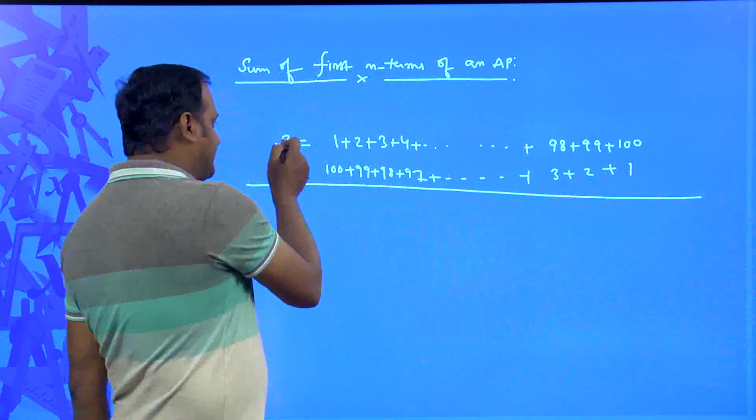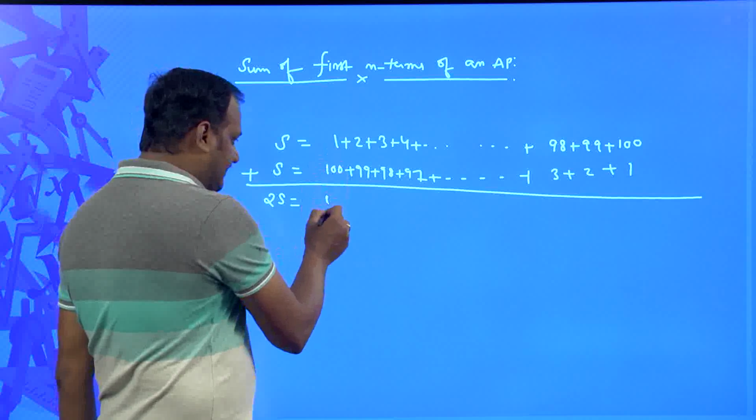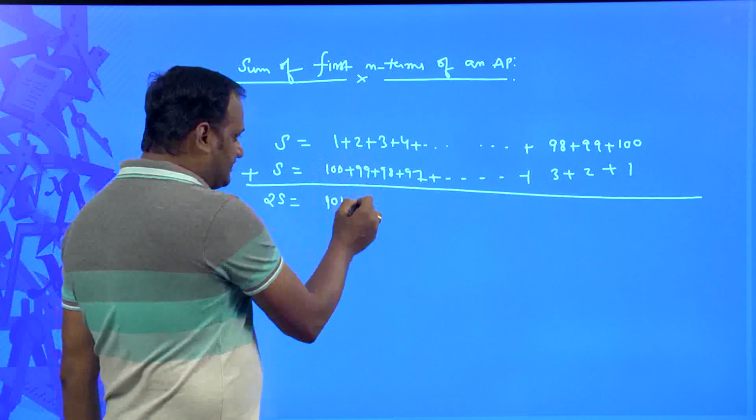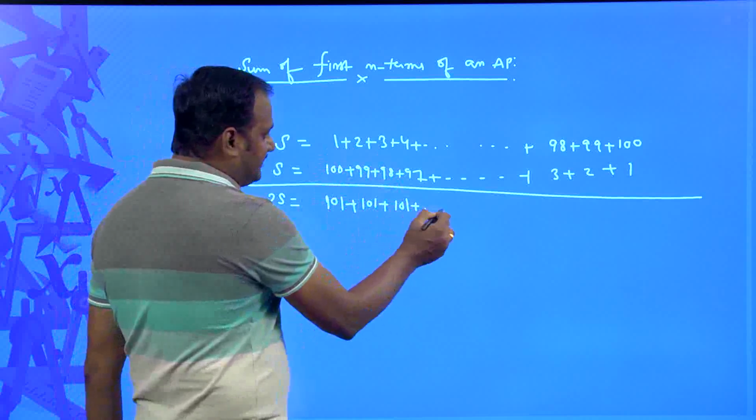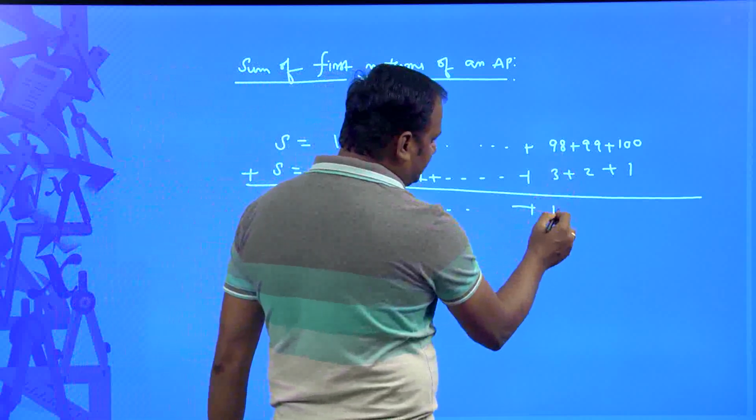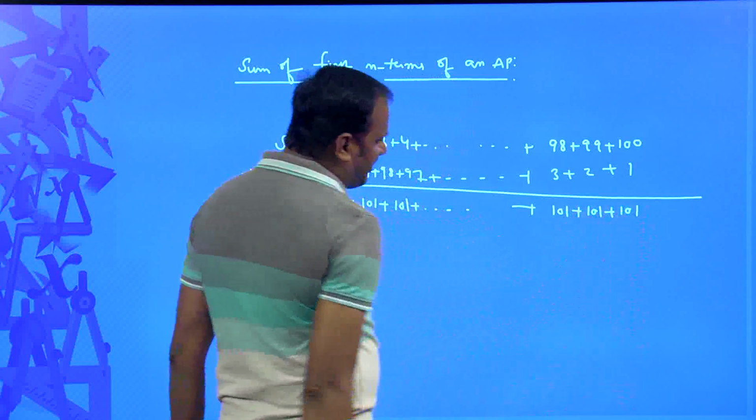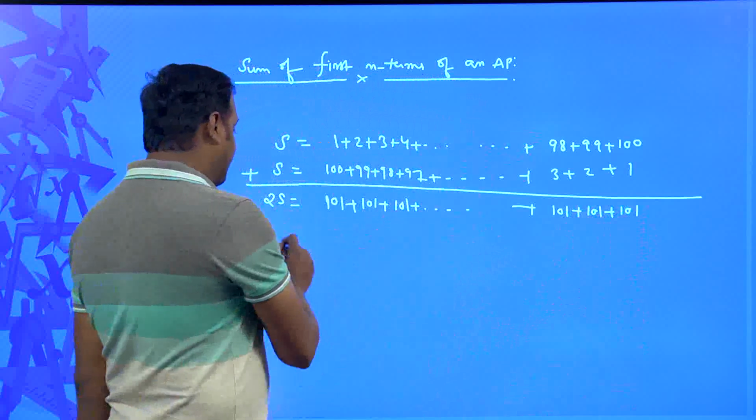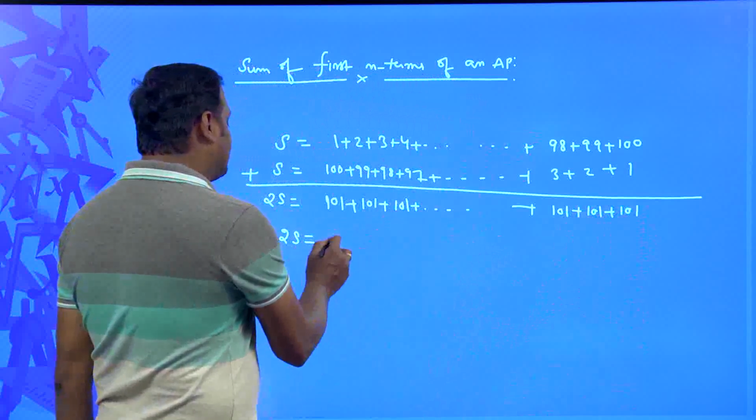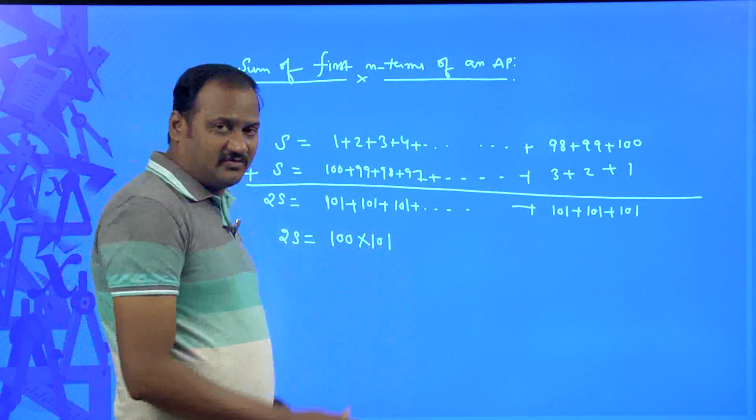Corresponding numbers means S plus S is going to be 2S, 1 plus 100 is 101, 2 plus 99 is 101, 3 plus 98 is 101, and so on. Here also you get, of course, obviously 101, and here also 101, and here also 101. How many 101s are there? There are totally 100 101s. Then he wrote that 2S is equal to 100 times 101. You want only S, right?